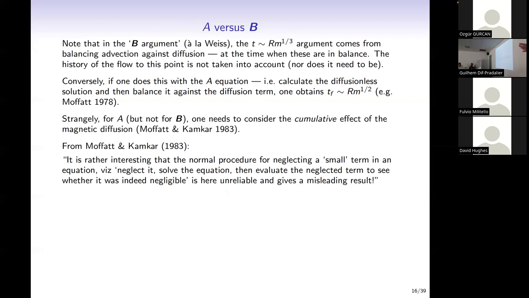In a later paper, Moffatt and Kamkar did essentially that kind of A analysis. And this is what Keith said in the paper. It's rather interesting. The normal procedure for neglecting a small term, in other words, neglect it, solve the equation, and then evaluate the neglected term to see when it comes in, doesn't work for A, but it does work for B. So that, I still think, is an interesting and not fully answered question as to why that is.